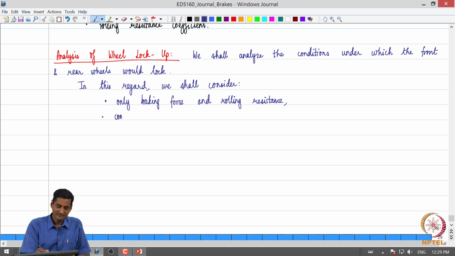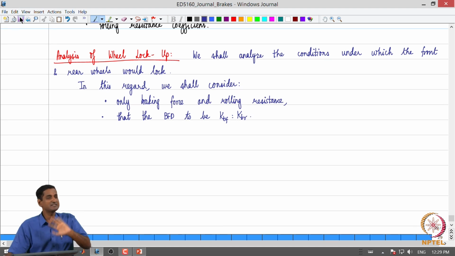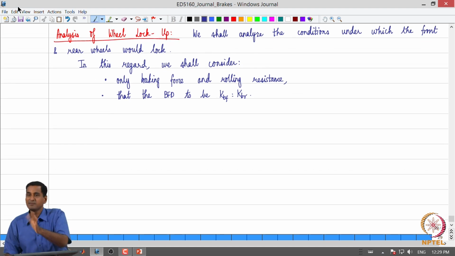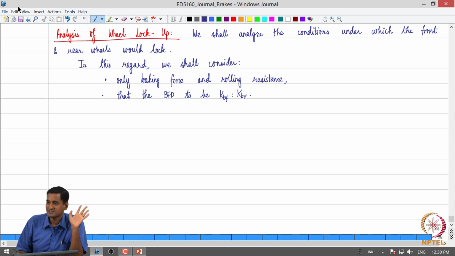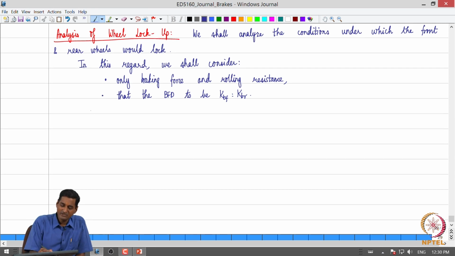We shall consider that the BFD which is given to us is KBF to KBR. So, we are already given a vehicle with a brake system designed and installed in it, which gives us a brake force distribution of KBF to KBR. Let us say we have a 60-40 BFD, that means KBF is 0.6, KBR is 0.4, that has been given to us. So, then what do we do with this? Under these assumptions, I am just going to write the summary of equations. You can go back and check these equations as an exercise, because we just derived those equations.